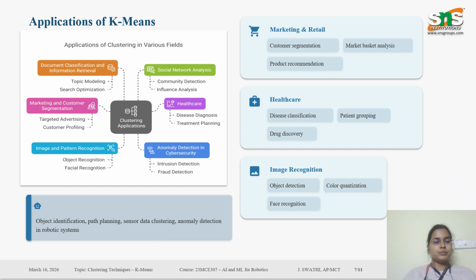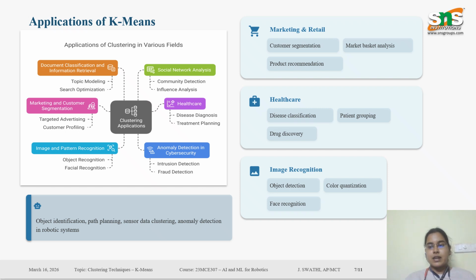Coming to the applications, we have document classification and information retrieval, social network analysis, and in healthcare, disease diagnosis and treatment planning. Then anomaly detection and cyber security, where we have fraud detection such as spam mails and phone calls. And image and pattern recognition, where it recognizes objects or faces. Facial recognition is available nowadays in phones, and also pattern recognition such as pattern locks. Next, coming to marketing and customer segmentation, it is used for advertising and customer profiling.